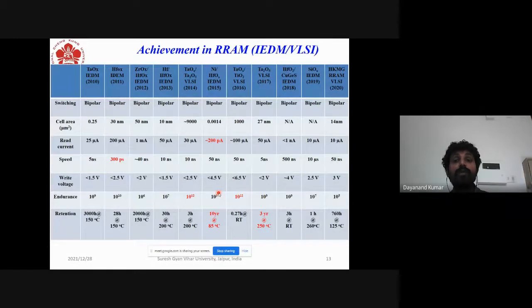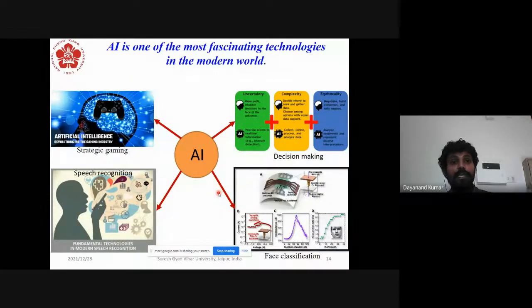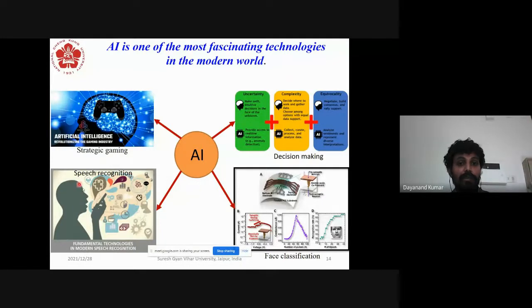That's why we are also working on the RM to integrate with transistors to make an artificial chip to replace the biological synapse with an electronic synapse. So here, if you see artificial intelligence, there are many applications nowadays. First one is strategic gaming. Another one is speech recognition, people are working on this. Another is decision making, and the last one is face recognition. Currently, we are working on the face recognition application. So our work is only that one, and we will discuss this work here.